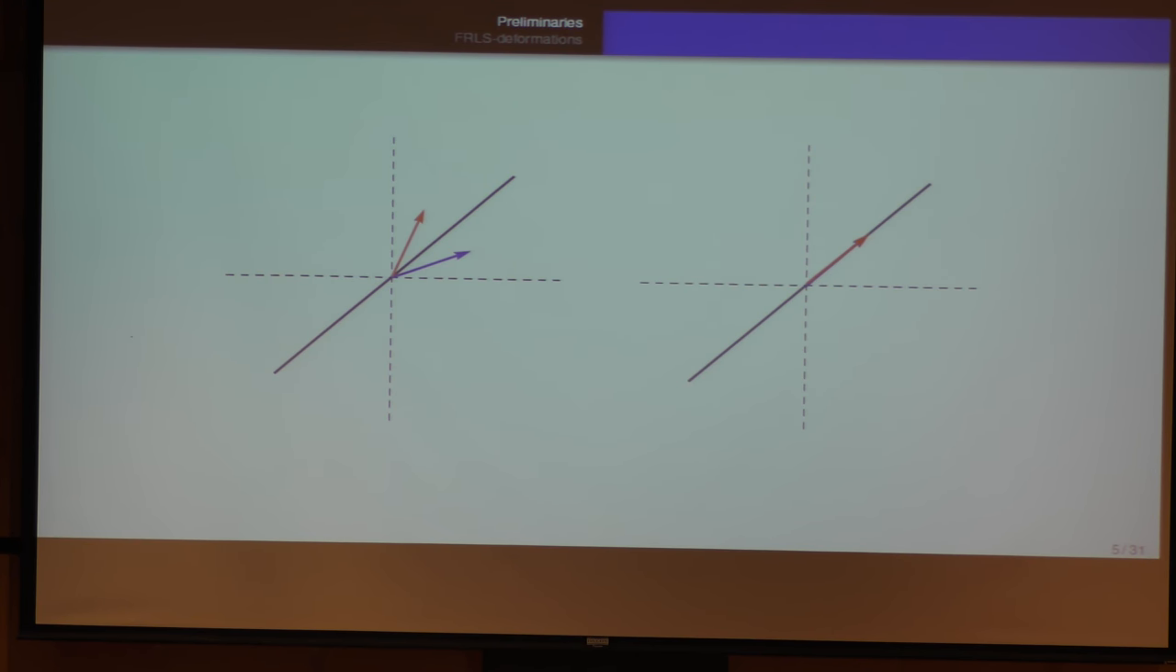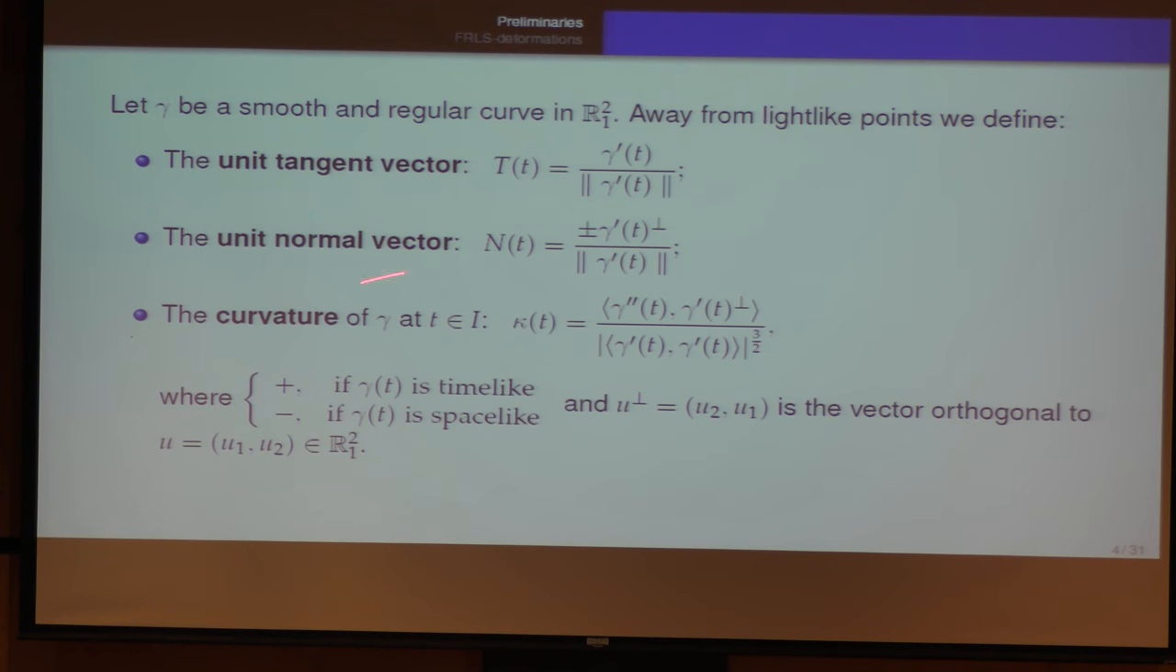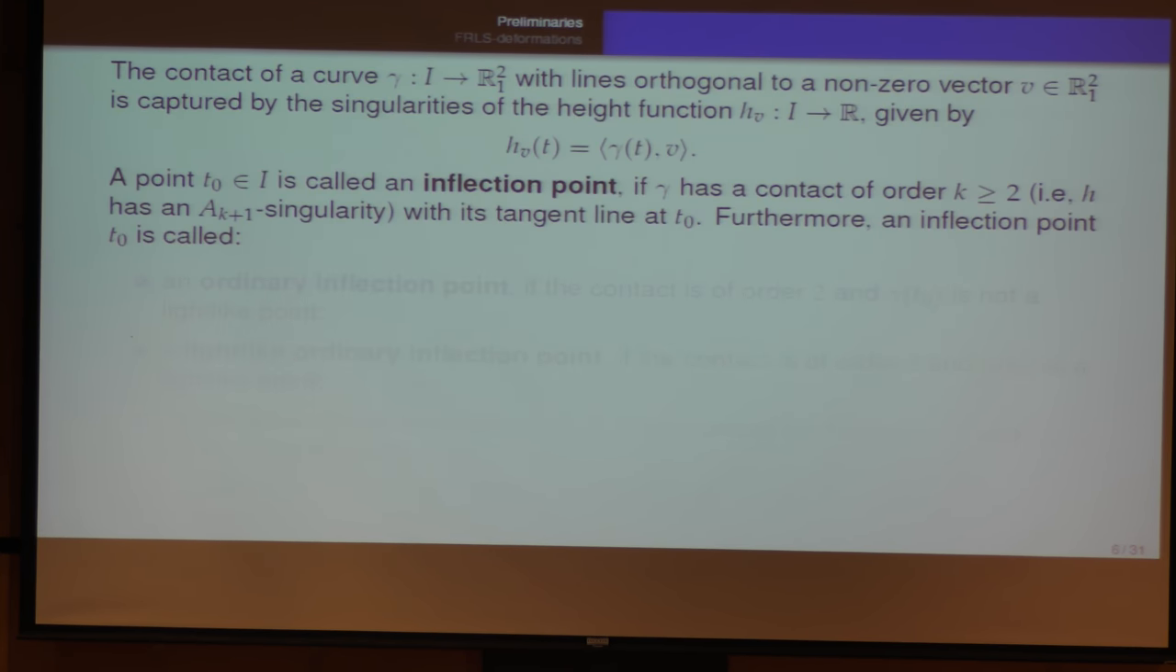Okay? And we can define a curvature function in this way. We observe that we define it away from light-like points. It is important information. And now, what about the inflection points? Here we define inflection points using the contact of the curve with lines. The contact of a curve with lines is captured by the singularities of a height function, given in this way. And we call the point an inflection point if the curve has contact of order greater than or equal to 2 with its tangent line.